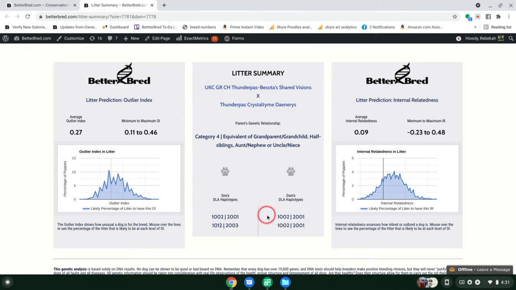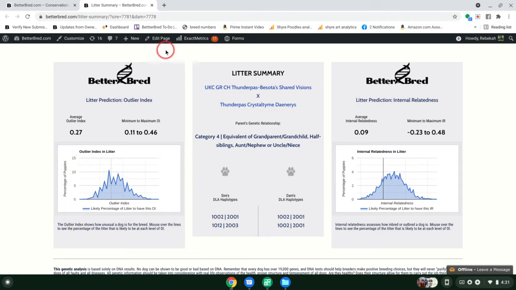So half the litter will be homozygous and half the litter will be heterozygous. This is the last thing we generally consider when we are doing test breedings. We say to consider the DLA haplotypes last, but ideally you would breed for heterozygous puppies.